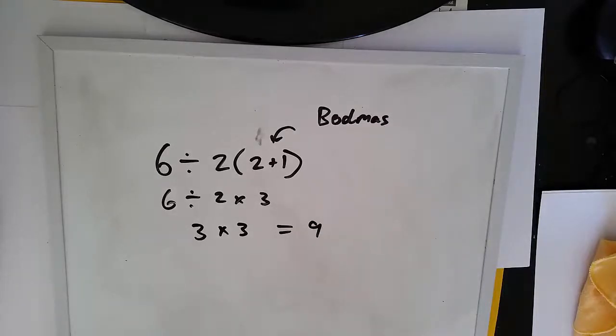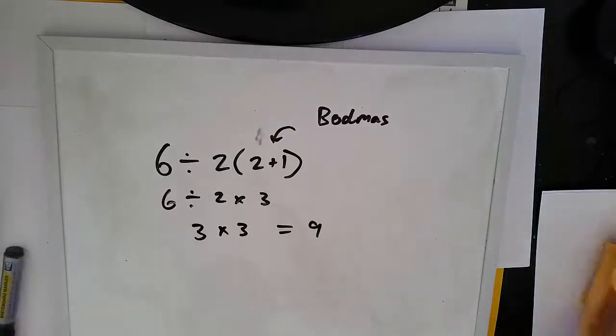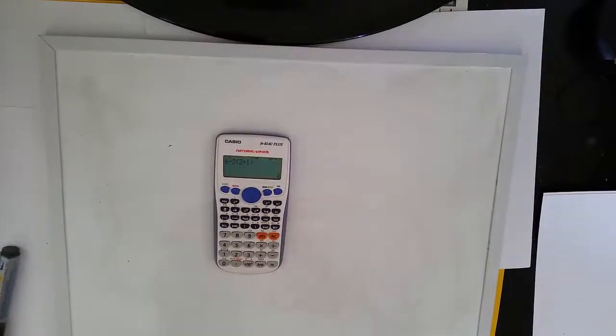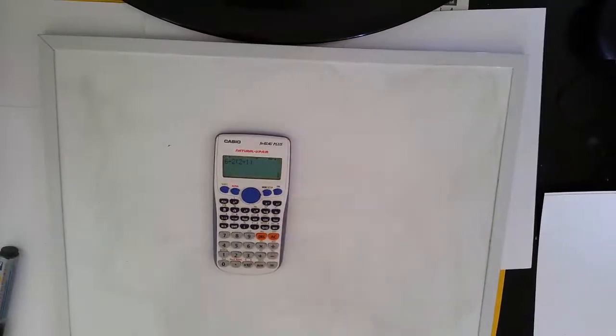Now most people would get this particular answer, and to some they would say that's correct. But for me, I would say no. And I'm going to show you exactly what I mean by this. When we look at the calculator, it says exactly here, 6 divided by 2 bracket 2 plus 1 equals 1. So what's going on here?